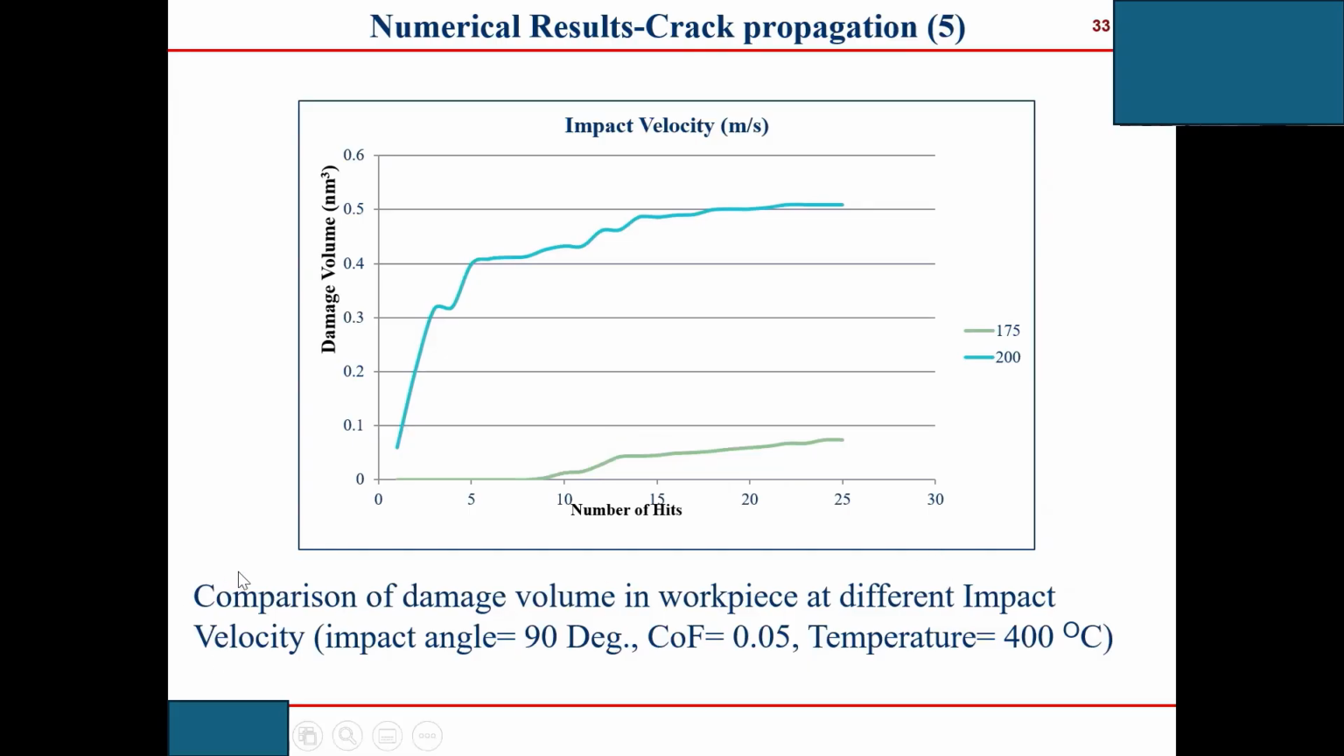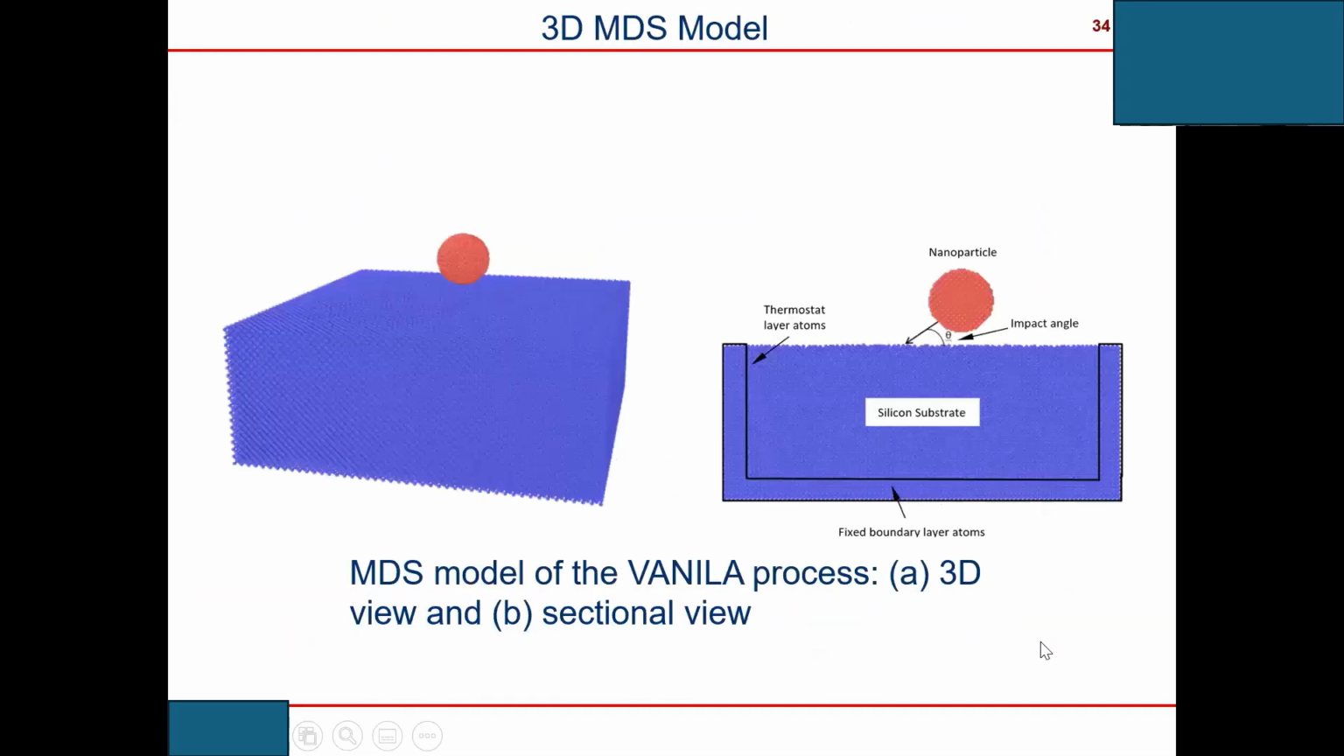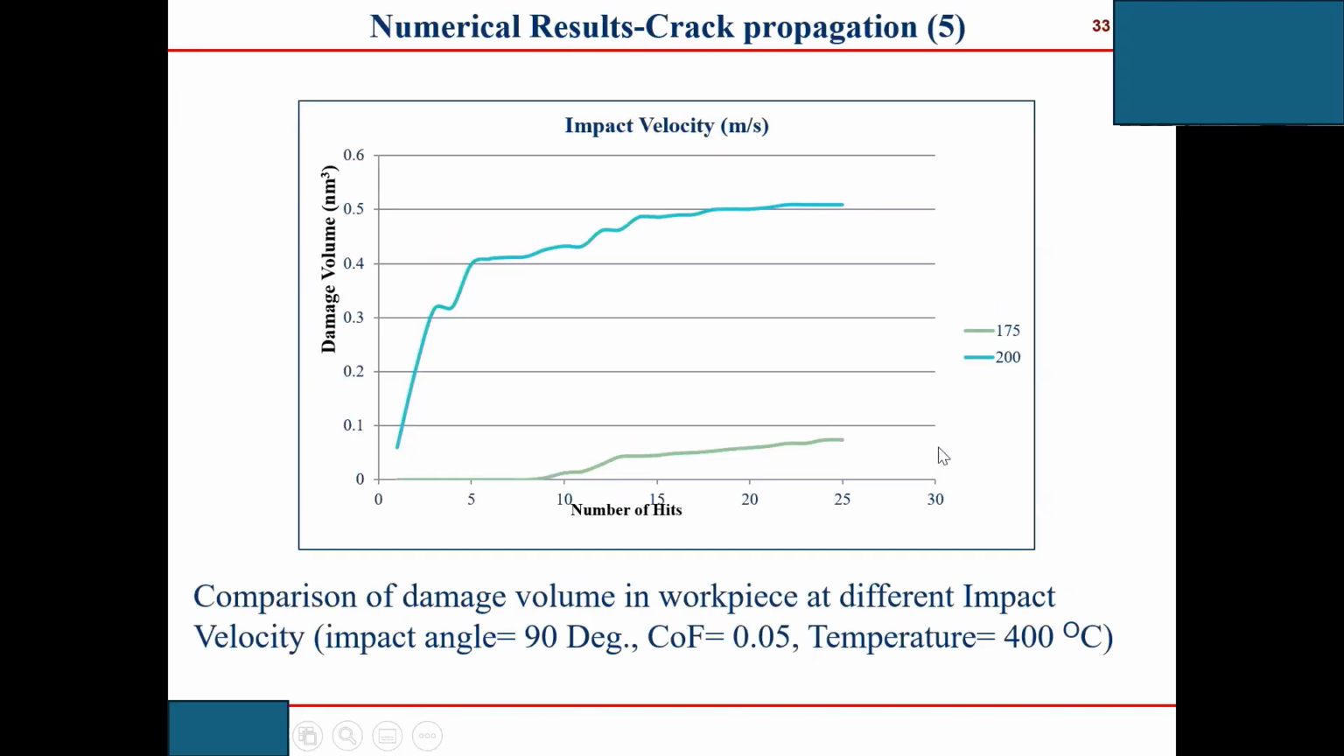At different impact velocities, 175, 200, for different velocities and also number of pieces, this is the damage volume. And for temperature, we fix it for both of these two cases, using 400 degrees C. And this is the IBM model.